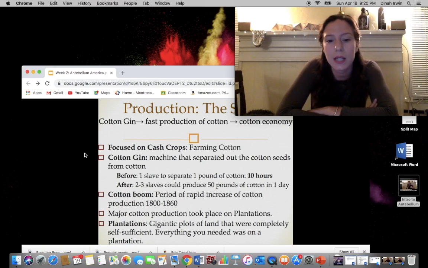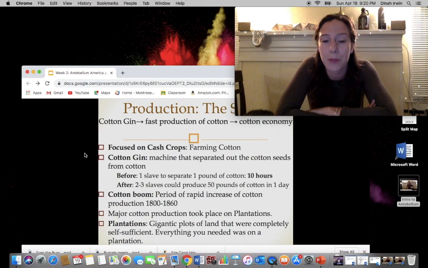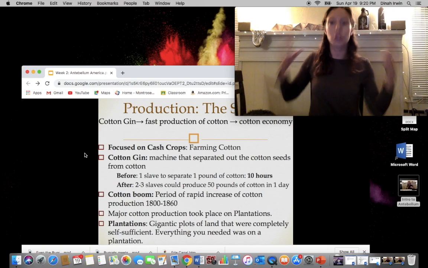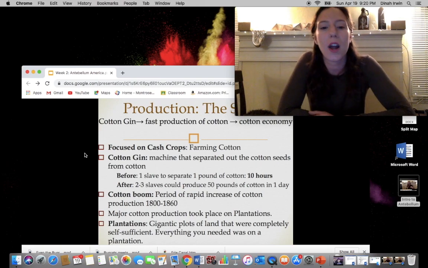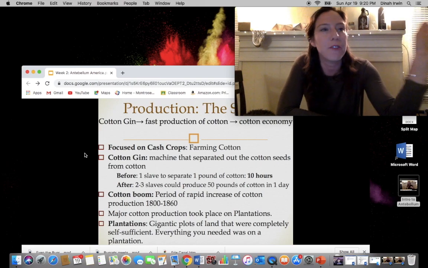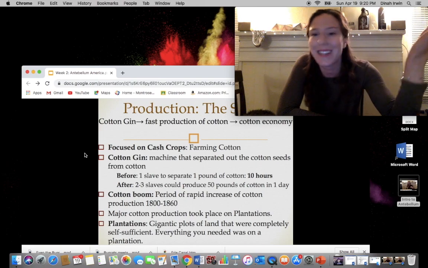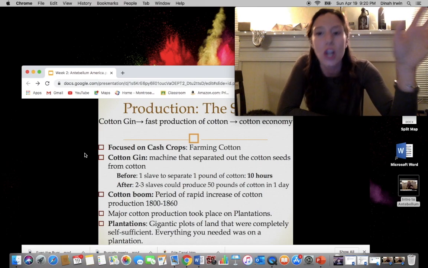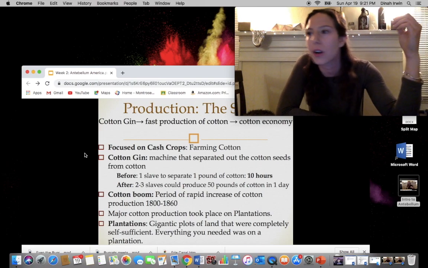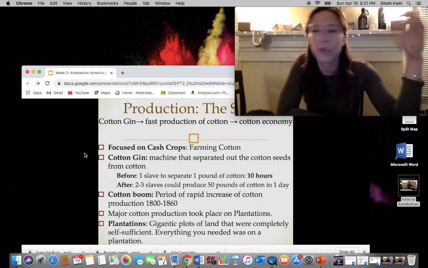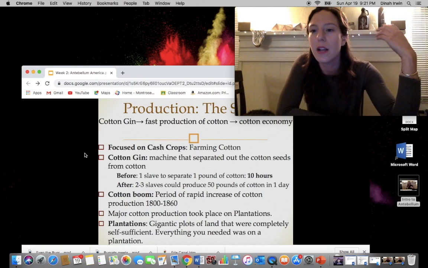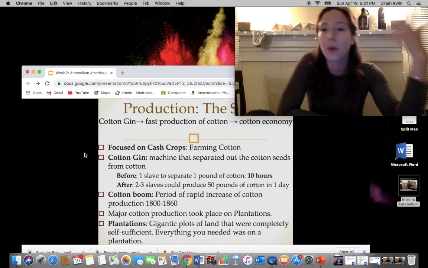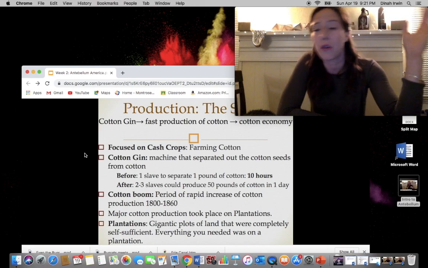So the cotton gin is going to create an increase in cotton production, and a lot of this is going to be done on plantations. And plantations were like giant plots of land where they were completely self-sufficient. Everything you needed was on a plantation. You did not need to go into town for anything. You had your livestock for your milk and meat and eggs and fur and whatever you needed. You had the cotton, so you could make your own cloth. You could do your own thing.